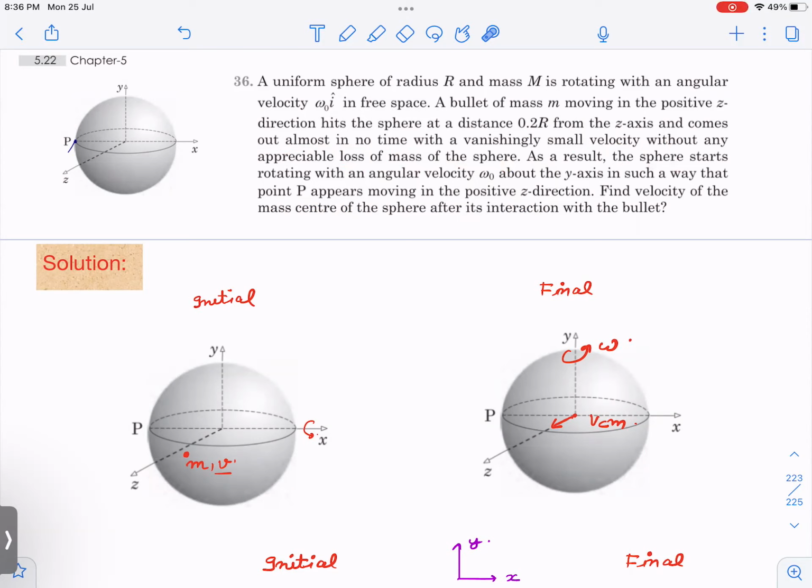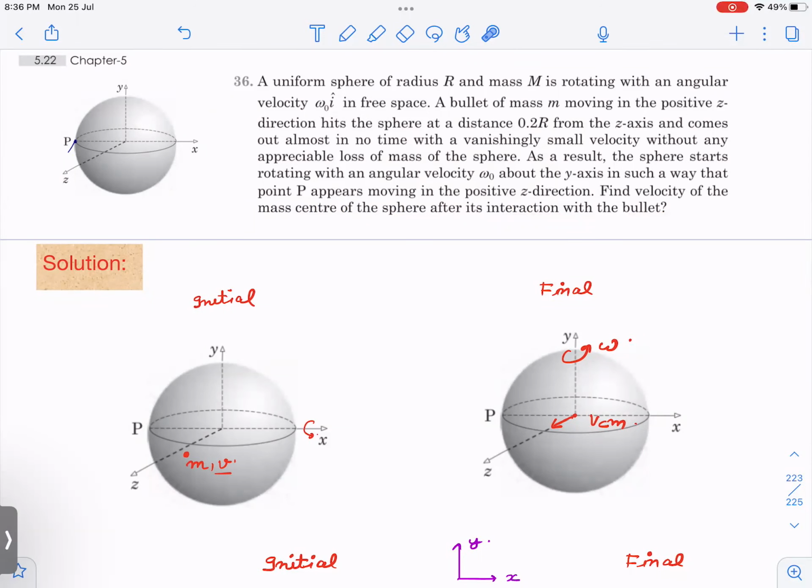As a result, the sphere starts rotating with the same angular velocity omega naught, but now about the y-axis, in such a way that point P, this is the point P, appears moving in the positive z direction. Find the velocity of the center of mass of the sphere after its interaction with the bullet.